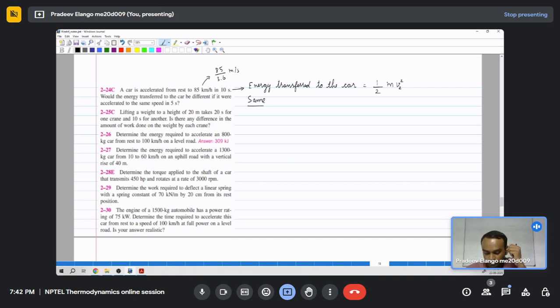Next problem: lifting a weight to a height of 20 meter takes 20 seconds for one crane and 10 seconds for another. Is there any difference in the amount of work done on the weight by each crane? Again, the amount of work done is same, but the rate at which the work is done is different.